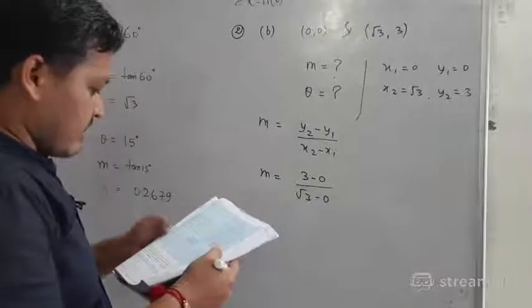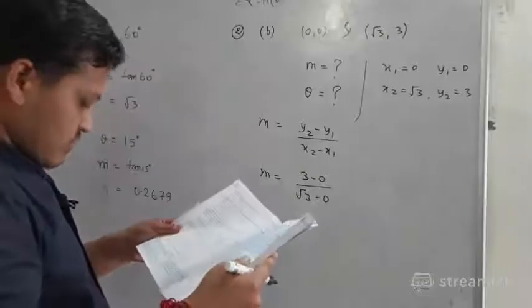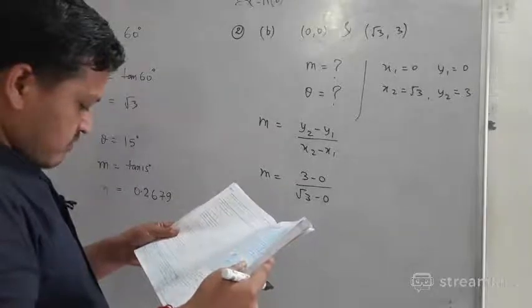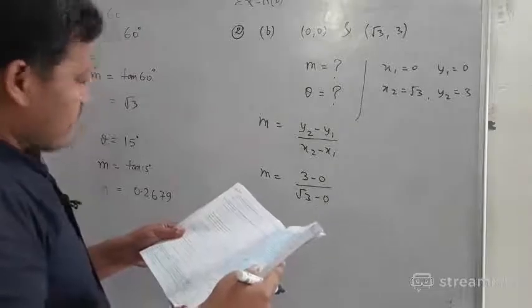कुछ प्रॉब्लम लग रही क्वेश्चन में सर? Question number 2, second part, (0, 0), (√3, 3).